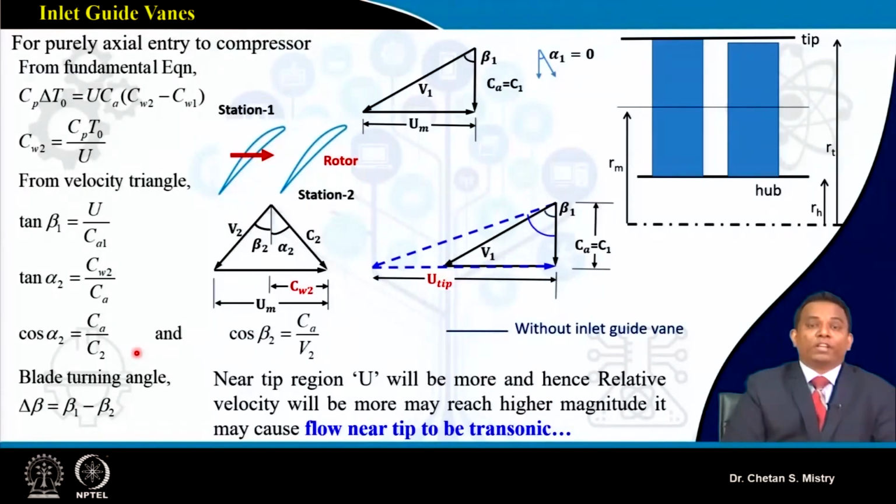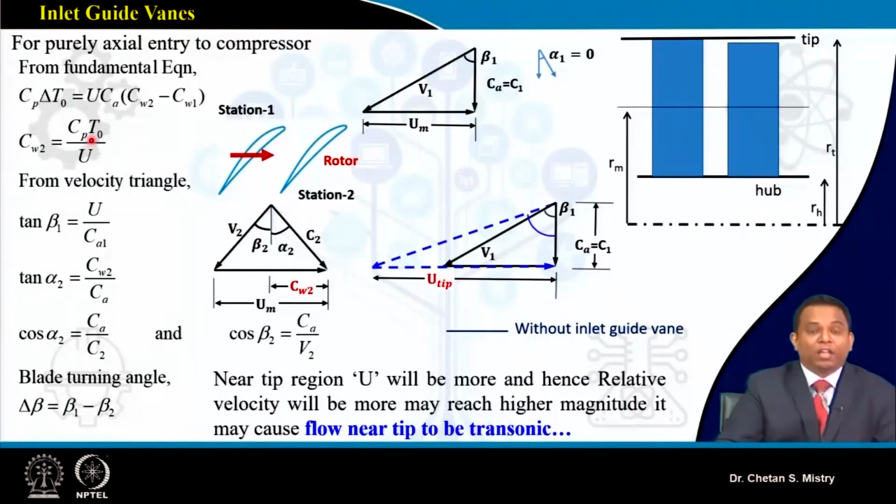Whether we will be going with inlet guide vane or not, that also we will try to understand. So from fundamental, what we know, if I am considering purely axial entry, that means my alpha 1 equal to 0, you can write down my thermodynamic work done and aerodynamic work done, they both are same. Since this is axial entry, my CW1 will be coming as 0.